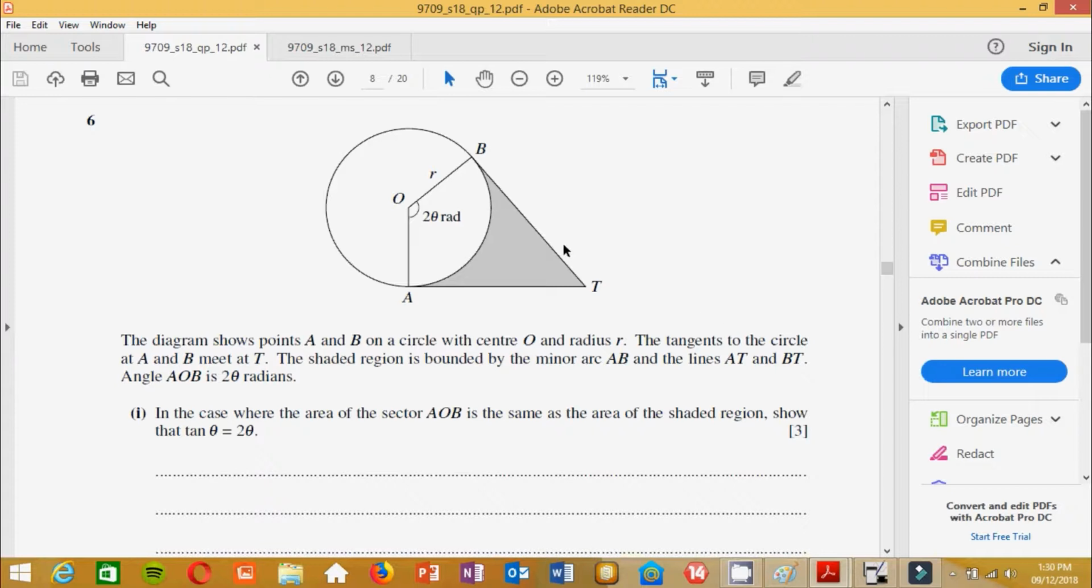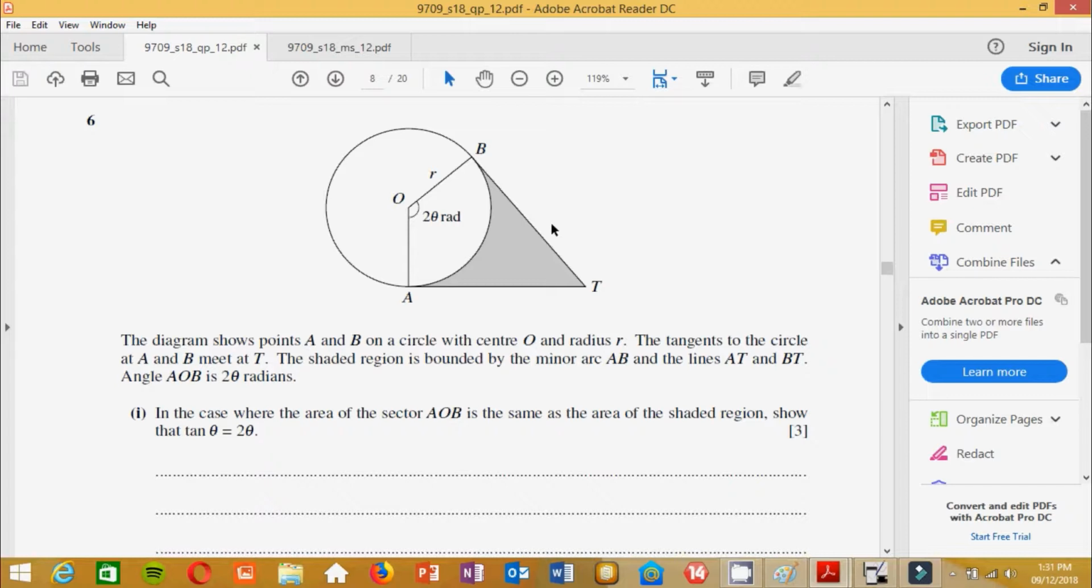The tangents to the circle at A and B meet at T. Let's analyze that a bit more. Circle theorems. You did this in GCSE maths. One of the circle theorems that you learned is when you have a point, for example T, and then you have two tangents coming from that point, in this case BT and AT, and they are going to touch the circumference of the circle, in this case A and B, then the lengths of those tangents are equal. This is from your GCSE maths circle theorems.